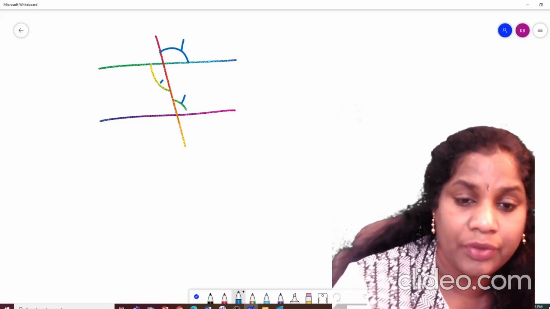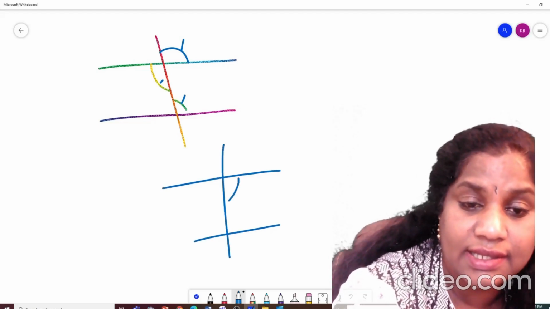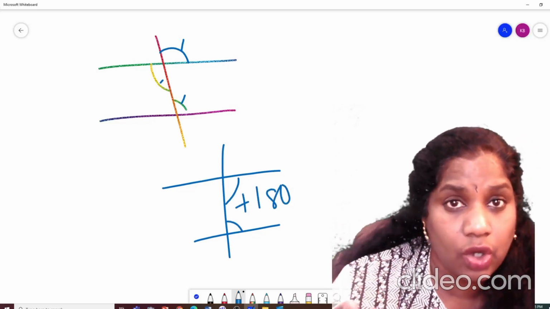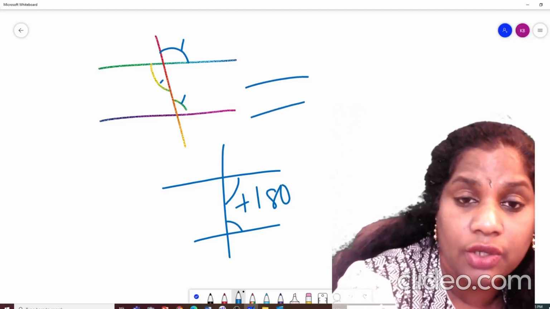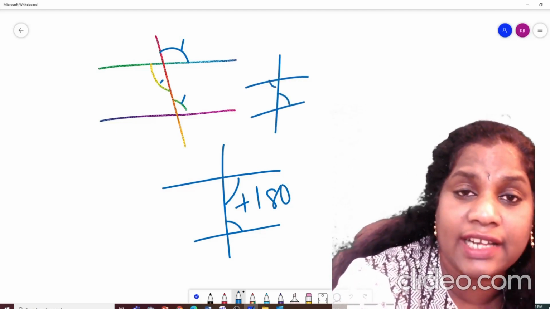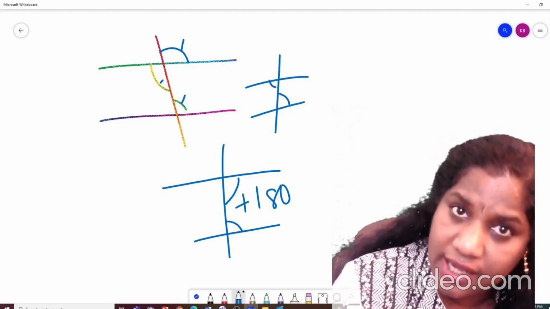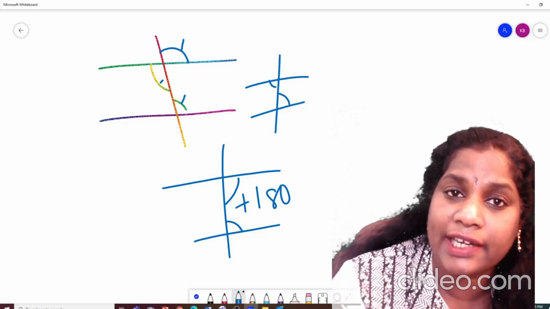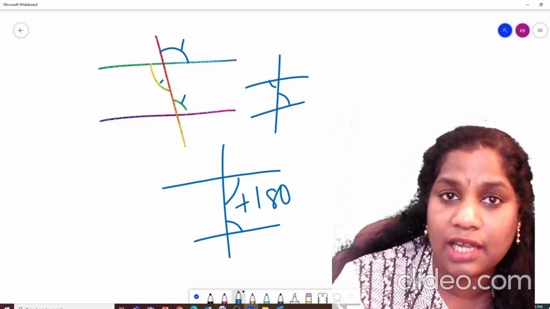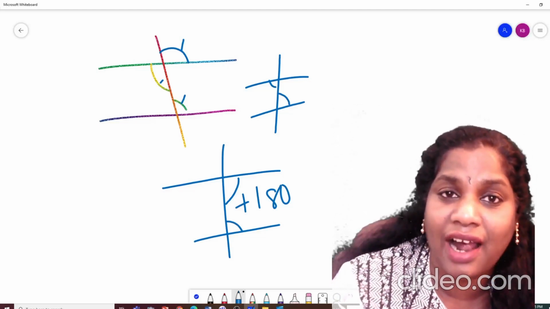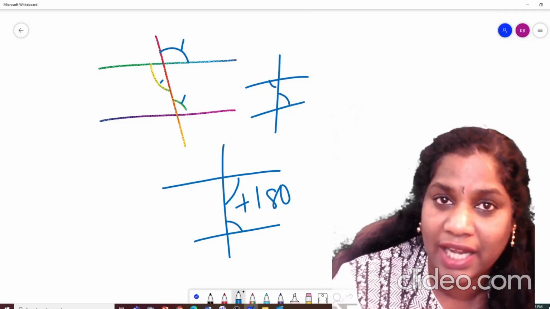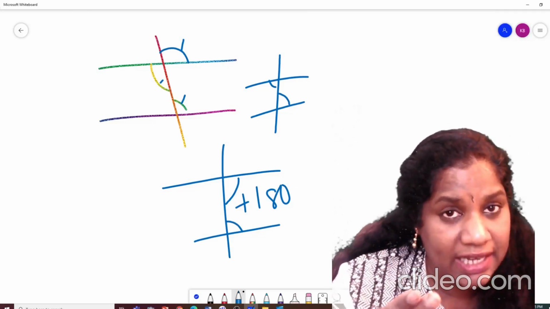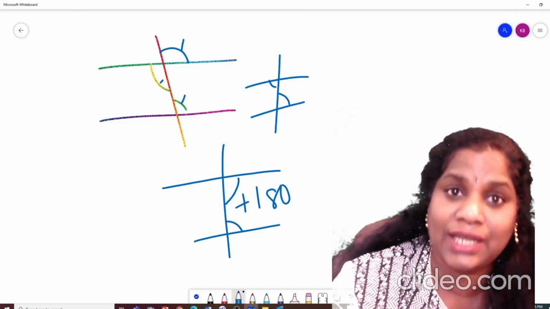And what is the other thing? The co-interior angles add up to 180 degrees. And it's the other way around also. They might give you a question, you have alternate angles equal. Is the line parallel or not? Yes. If angles are equal, the lines are parallel. If the co-interior angles add up to 180 degrees, then also lines are parallel. If corresponding angles are equal, then also lines are parallel. Understand? It can be used vice versa, both ways. If lines are parallel, these angles are equal. If angles are equal, these lines are parallel.